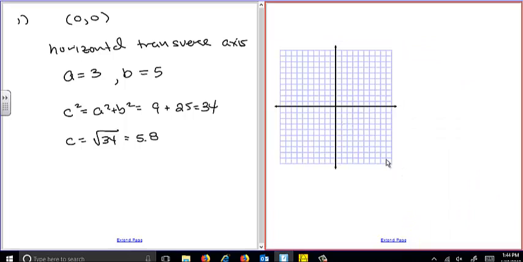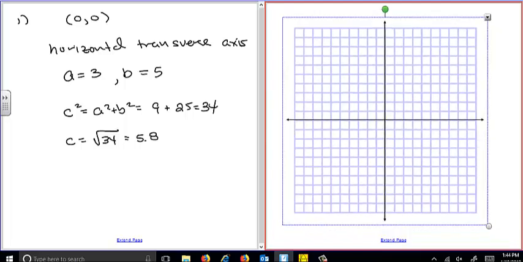I think we can use the standard scaling on this graph, so this is 10 as shown. The first thing we do is plot the center. Now we have a horizontal transverse axis, so we go horizontally 3 units: 1, 2, 3. That's one vertex. 1, 2, 3, that's the other vertex. For b, you go the other direction: 1, 2, 3, 4, 5 up here, and 1, 2, 3, 4, 5 down there.